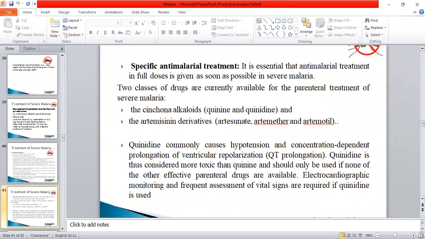Quinidine commonly causes hypotension and concentration-dependent QT prolongation. Quinidine is thus considered more toxic than quinine and should only be used if none of the other effective parenteral drugs are available. Electrocardiographic monitoring and frequent assessment of vital signs are required if quinidine is used.